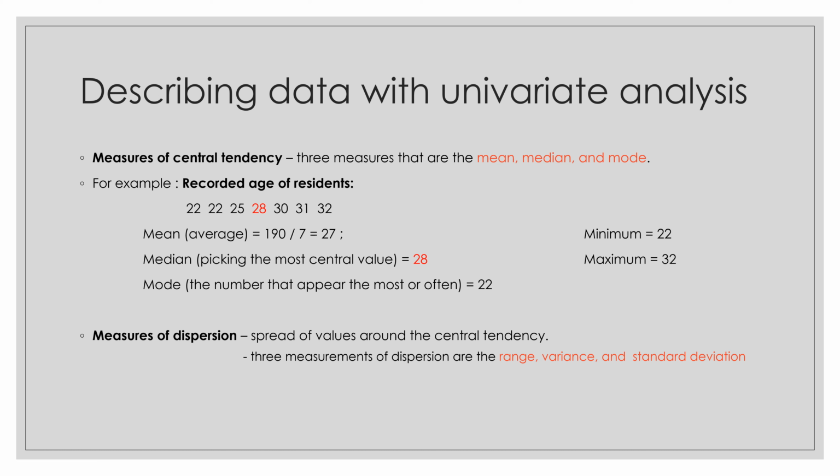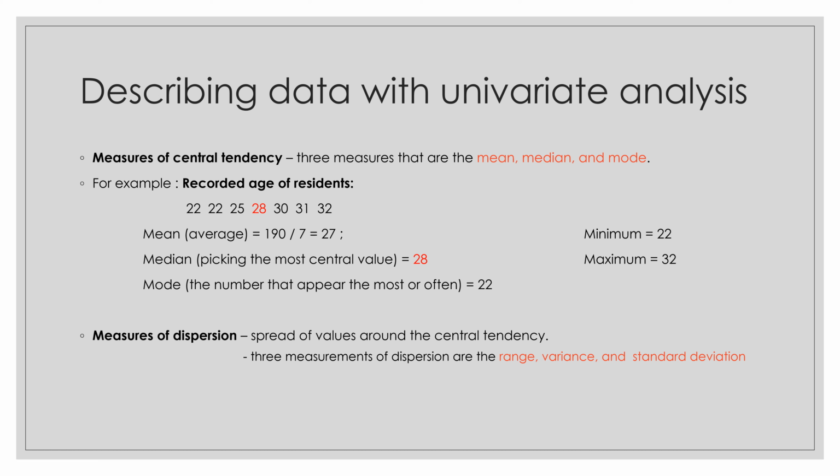Here we see a dataset of different residents and their ages. One way to determine this is to find the mean, which is the sum of all ages in the data divided by the number of residents recorded, that is 190 divided by 7, giving an average age of 27. We can also calculate the median by picking the most central value, which in this dataset is 28. As well as the mode, the number that appears most often. You can see age 22 appears twice, while all other ages appear only once. Therefore, the mode in this dataset is 22. We can also determine the minimum and maximum age in the dataset. The maximum age is 32 and the minimum age is 22.